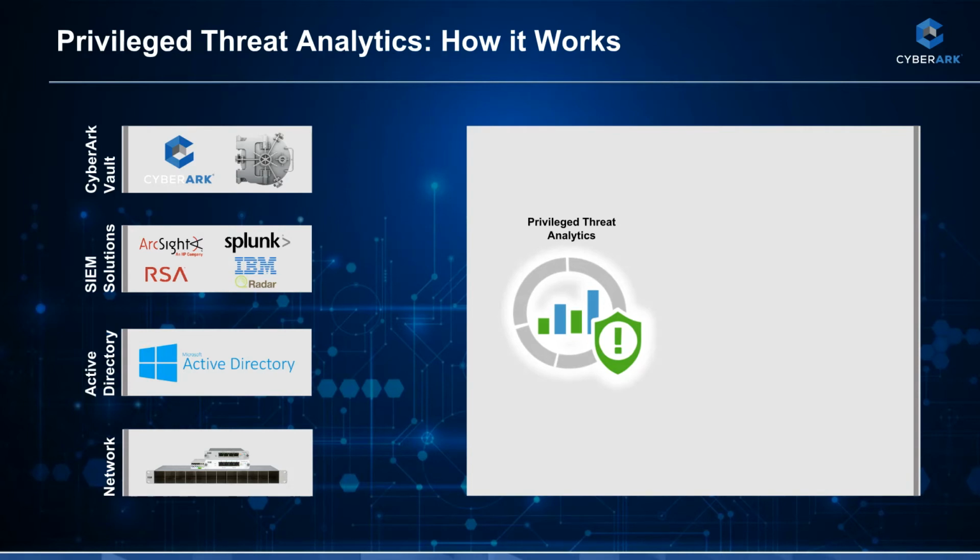So, of course, it can accept data from the CyberArk solution itself, primarily the vault. It can accept data from your various SIM solutions that you have within your environments. We can accept data right from Active Directory via an agent that we can install on your domain controllers, a very lightweight agent that we can run on your DCs. And then finally, we also have a network tap that's available that we can use to scan network level data and send the appropriate information over to PTA.